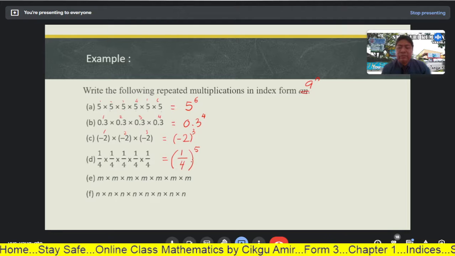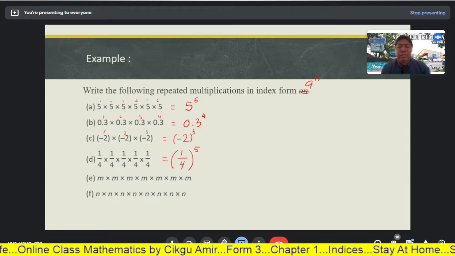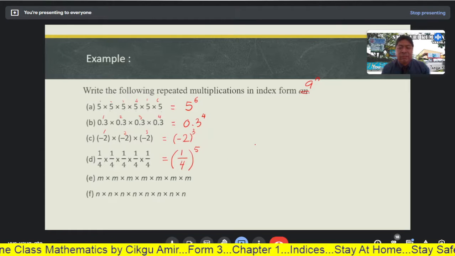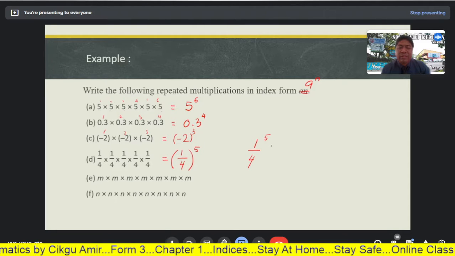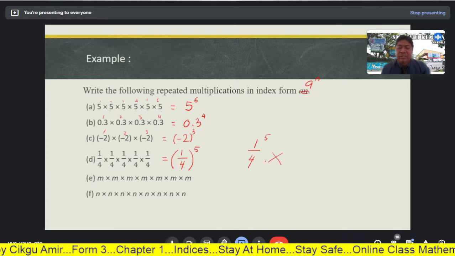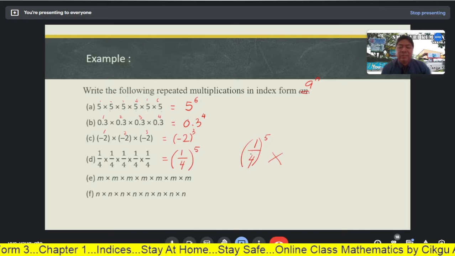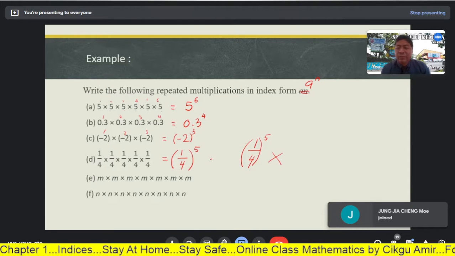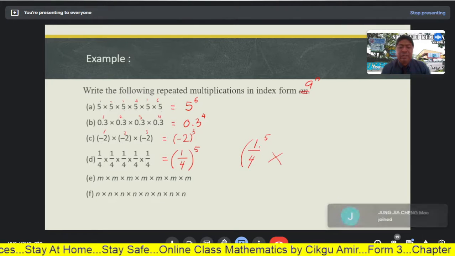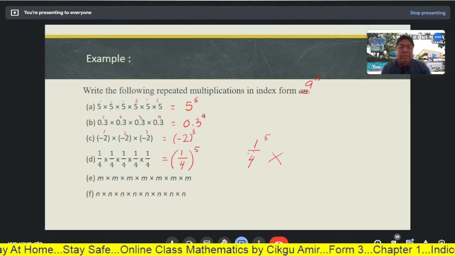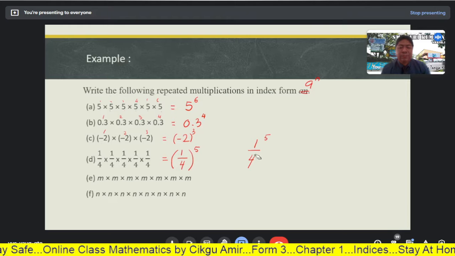Here you need to put a bracket. If you don't put a bracket, it will become 1 over 4 to the power of 5, so this is wrong. For a fraction, we put a bracket. If it is like this, the answer is wrong.